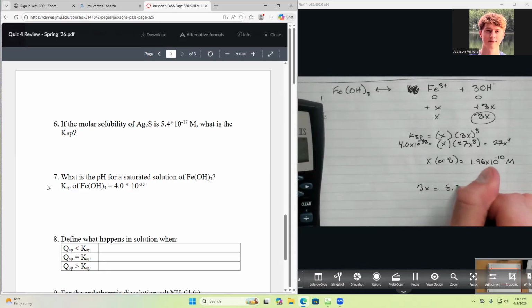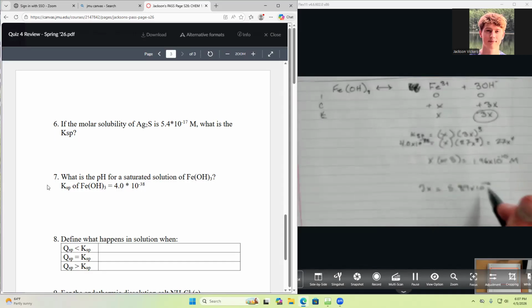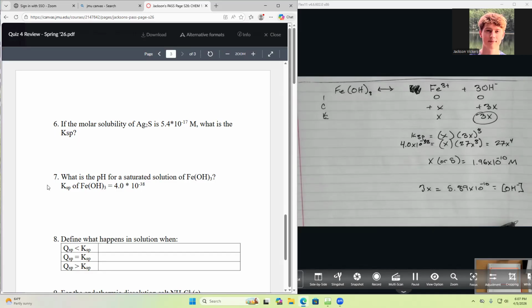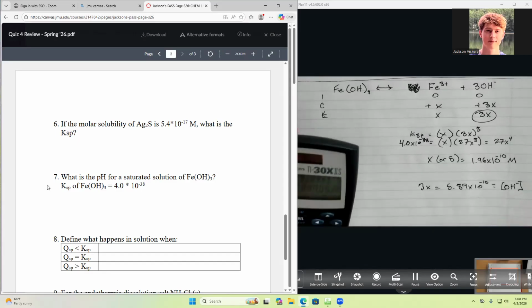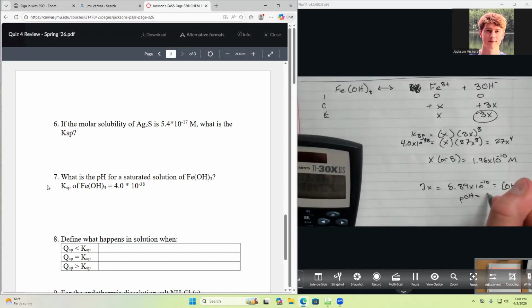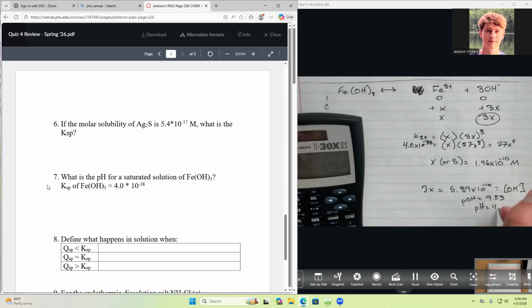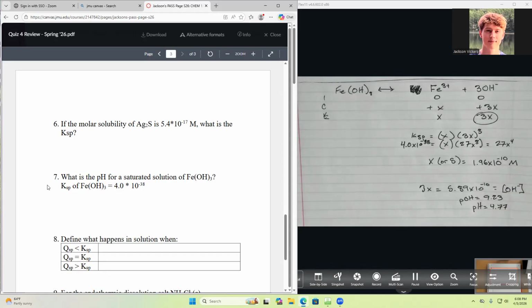So 3 times X is 3 times this, that's 5.89 times 10 to the negative 10. And so this is our concentration of hydroxide at equilibrium. So we can do negative log of that number, and I get a pOH of 9.23. So pH of 4.77. Is that okay for everyone? I could totally also see this exact kind of problem being on your test tomorrow.